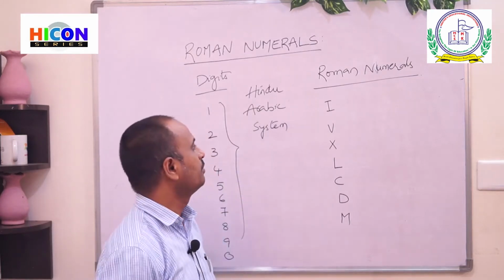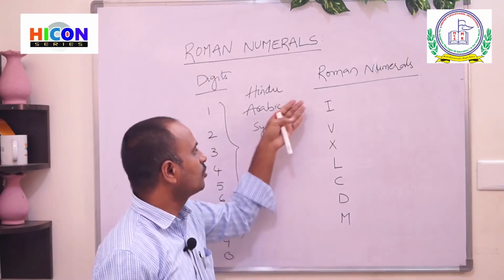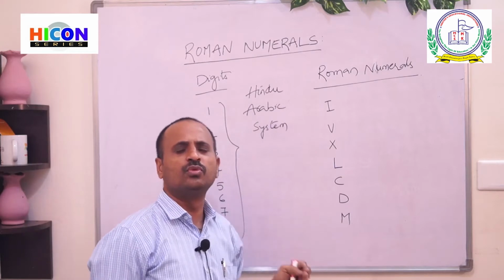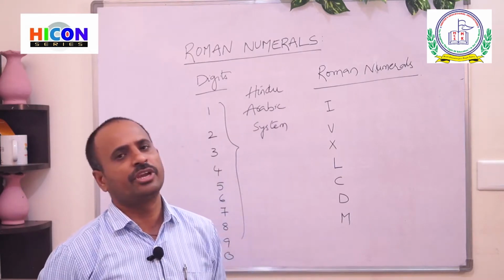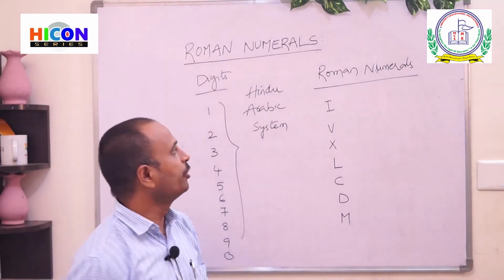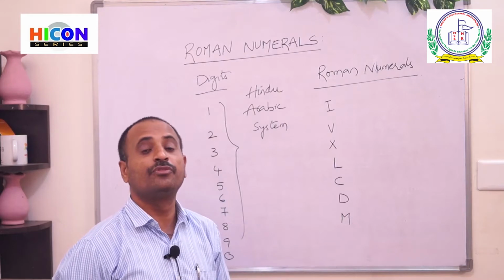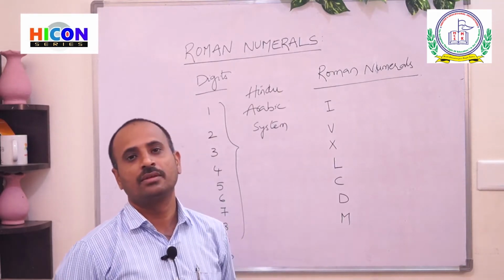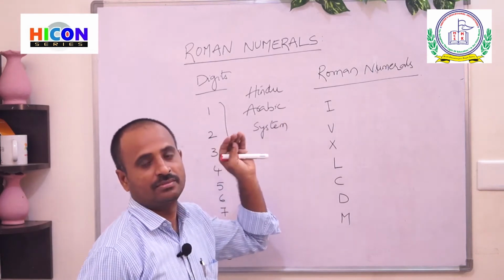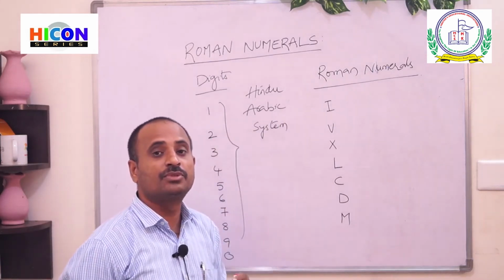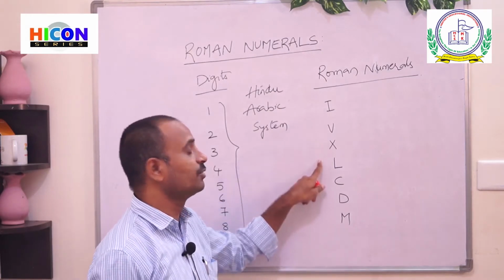But children, these have least importance. That's why Roman numerals are used only in a few situations in our daily life. Can you tell me where you observe Roman numerals in daily life? For example, some wall clocks show these symbols. And in your classrooms, you will observe these symbols used for your standard.